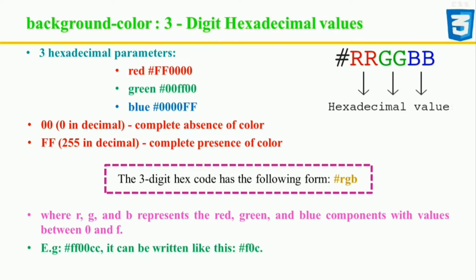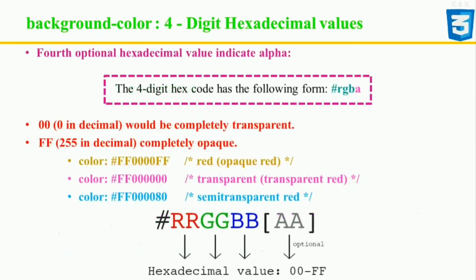The 3-digit hex code has the following form: #RGB, where R, G and B represent the red, green and blue components with values between 0 and F. The 3-digit hex code can only be used when both digits of each component RR, GG and BB are the same. So if we have #FF00CC, it can be written as #F0C. A fourth optional hexadecimal value can be provided to indicate alpha. So instead of writing #RRGGBBAA, we can write it as #RGBA, where RGBA represents the red, green, blue components and the alpha channel.